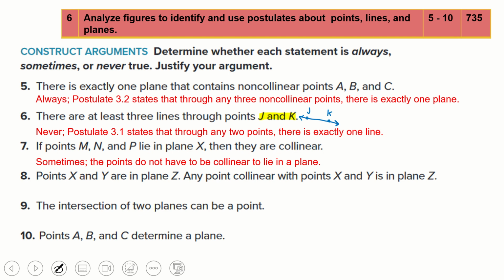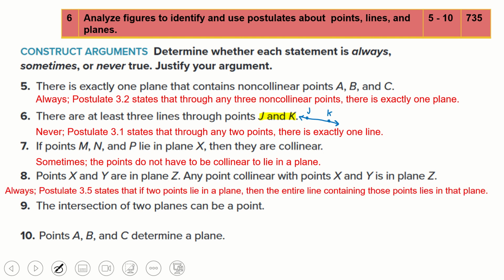Points X and Y are in a plane Z. Is any point collinear with points X and Y also in plane Z? Yes. Why? Because if 2 points lie on a plane, then the entire line containing those points lies in the same plane. So this is always true.